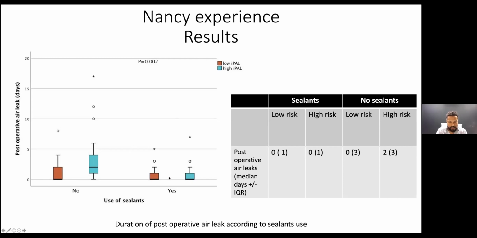When we had a look at the air leak according to the group of IPAL, the median of the air leak in case of use of sealant was 0 days, regardless of the IPAL score, and was significantly higher in case of no sealant, in particular with 2 days in patients at high risk of air leak.